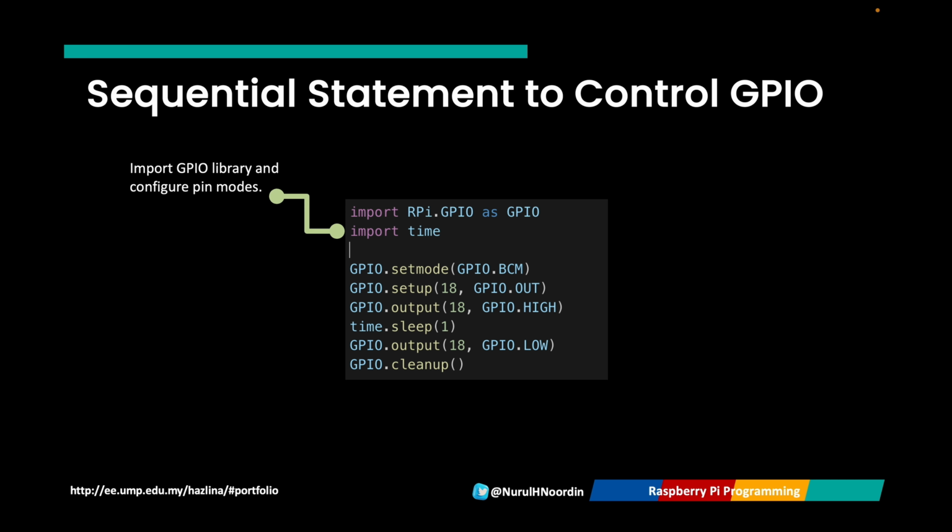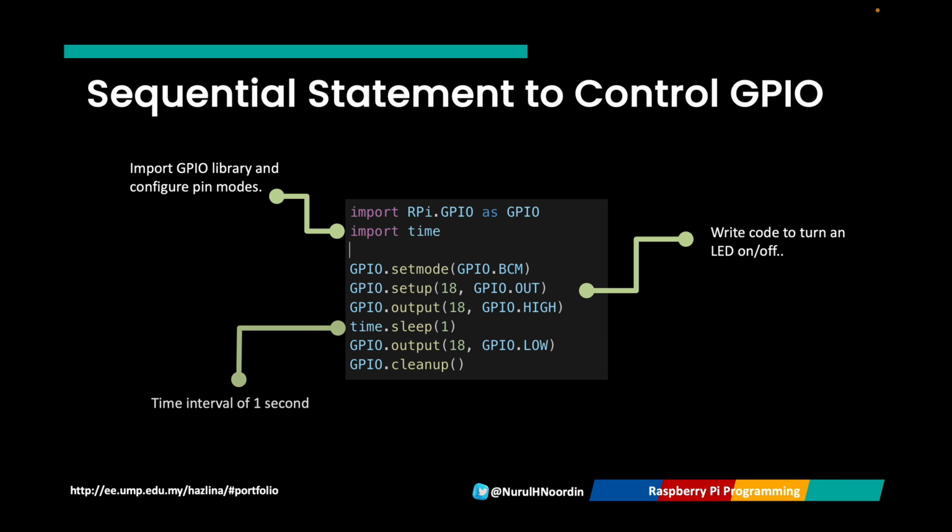This is where you import the GPIO library and configure pin modes. And then you write code to turn an LED on and off. A time interval of 1 second is set by time.sleep for 1 second.